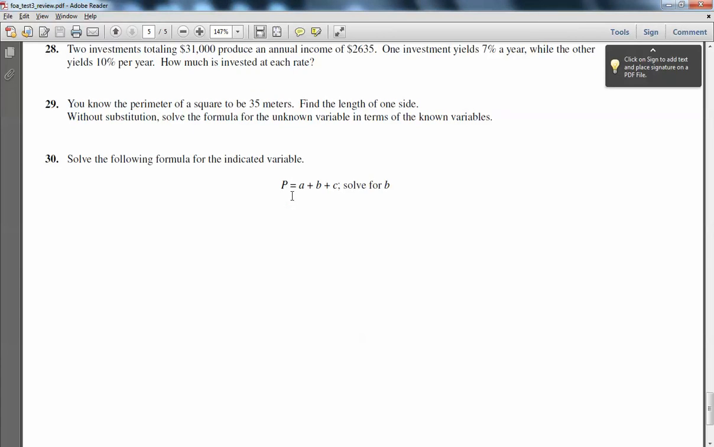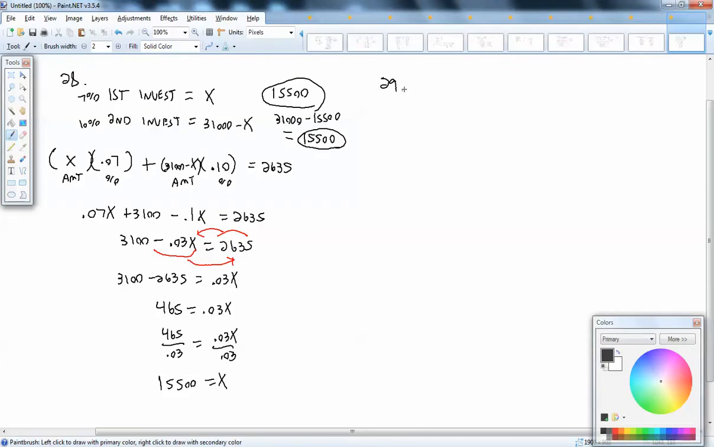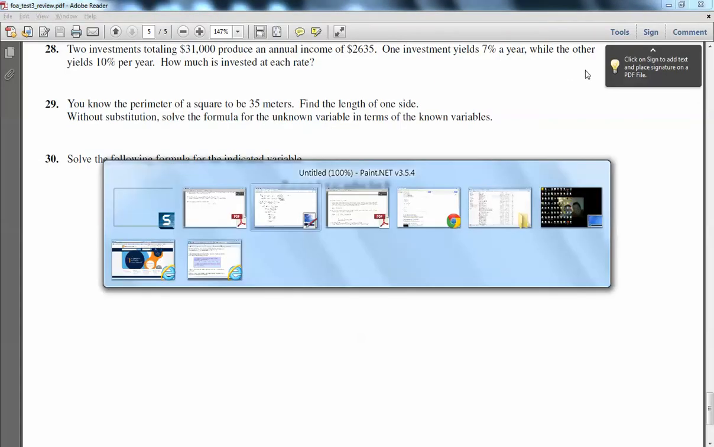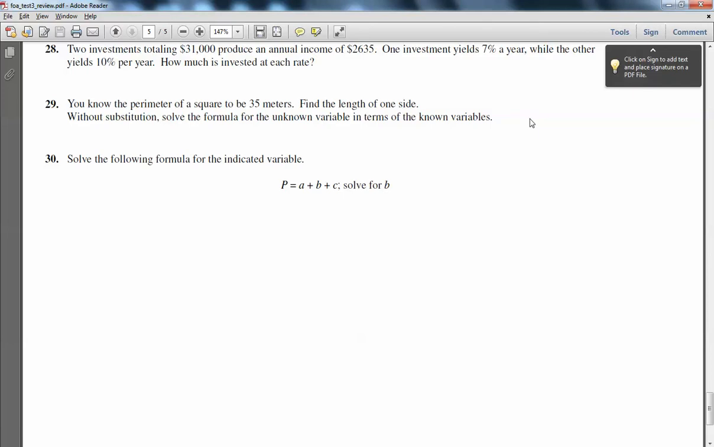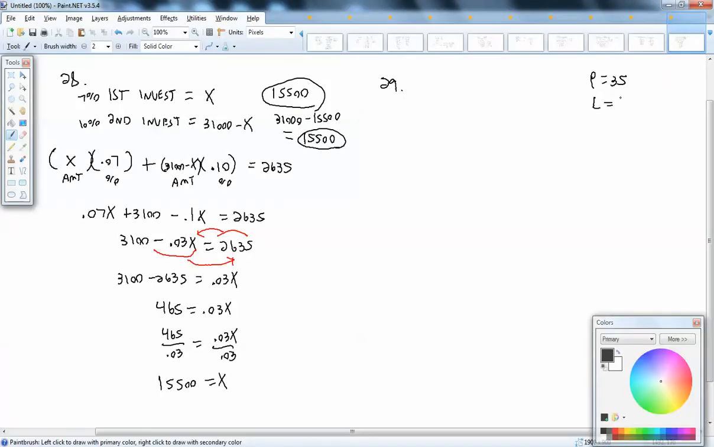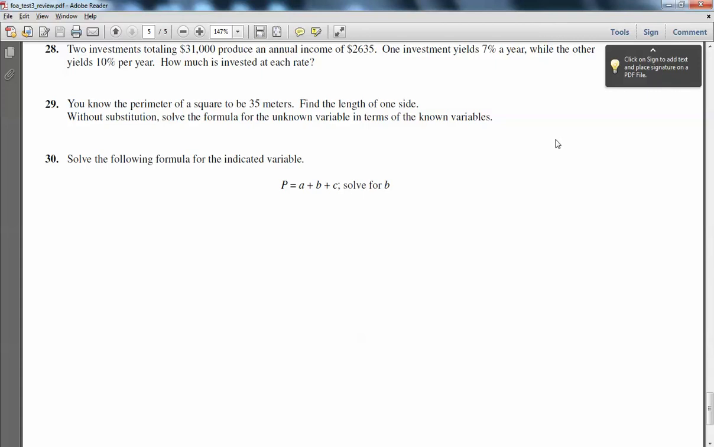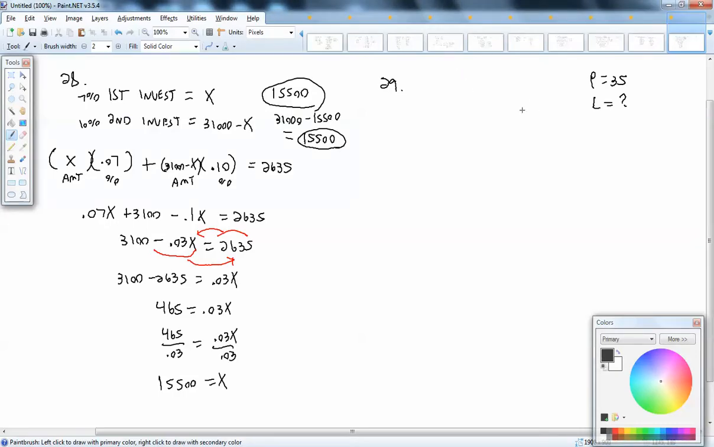29. It says the perimeter is 35. Perimeter of a square. Find the length of one side. So L we don't know, I'll use L. Without substitution, solve the formula for the unknown variable. Perimeter of a square, each side is the same, so that's L, L, L, L. Perimeter is the distance around, so perimeter is equal to 4L. We want to solve for L, so I'm going to divide both sides by 4, and we got P over 4 is equal to L.